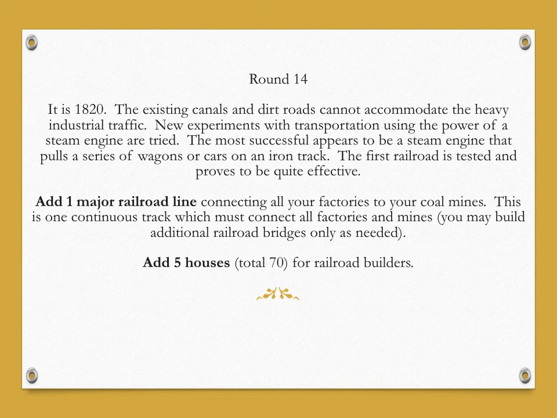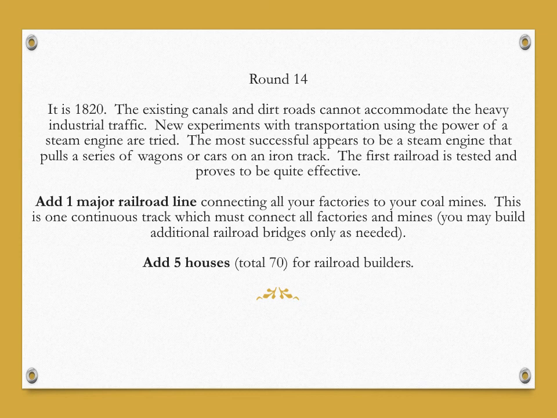It is 1820. The existing canals and dirt roads cannot accommodate the heavy industrial traffic. New experiments with transportation using the power of a steam engine are tried. The most successful appears to be a steam engine that pulls a series of wagons or cars on an iron track. This is the first railroad. It's tested and it proves to be quite effective. So they are added all over England.